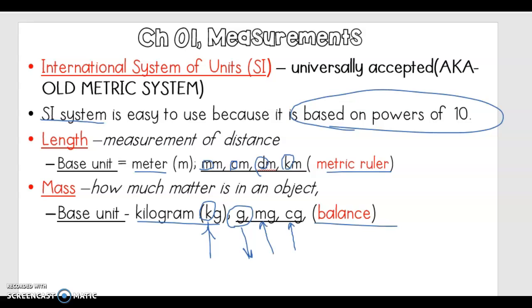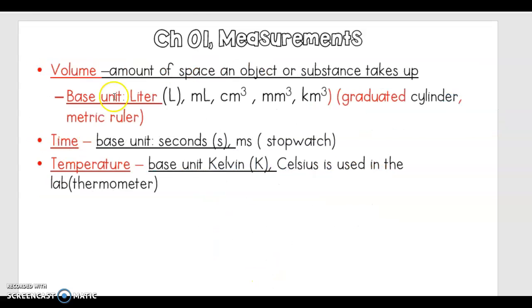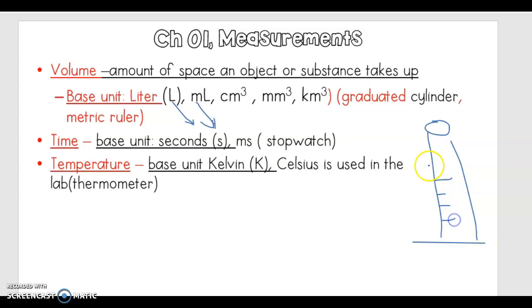Okay, a few more measurements in the metric system. So volume. Volume is the amount of space an object or substance takes up. A few ways you can measure volume. First of all, if you are measuring milliliters or liters, that means you are measuring a liquid. A liquid can be measured in a graduated cylinder. If you remember, this is your graduated cylinder. You have your little markings here, right?